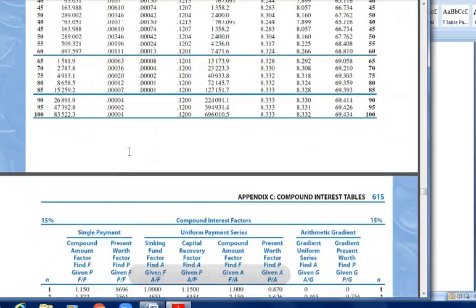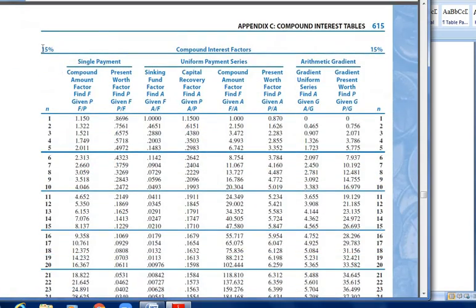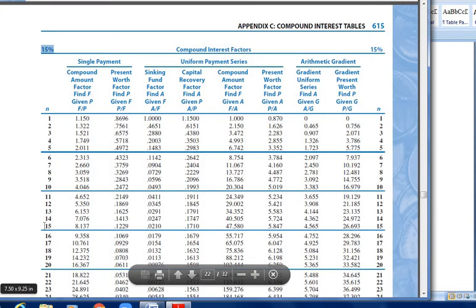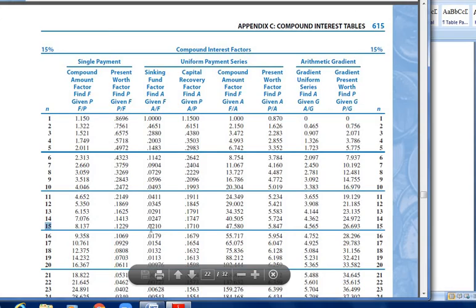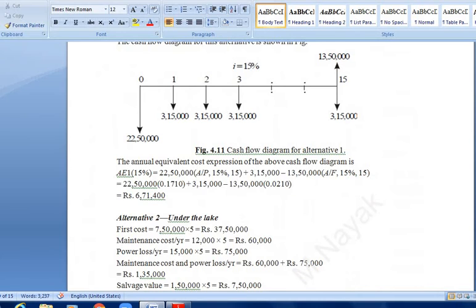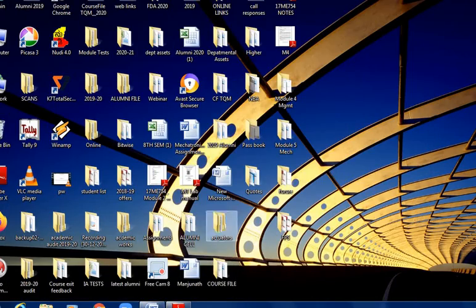Go to the compound interest tables with the 15%. See, you can see here 15%. In that go for 15 years. So to find A given P, 15% and 15 years, it is 0.1710. Yes, you can see here. Similarly, to find A given F, it is 0.0210. Got it?